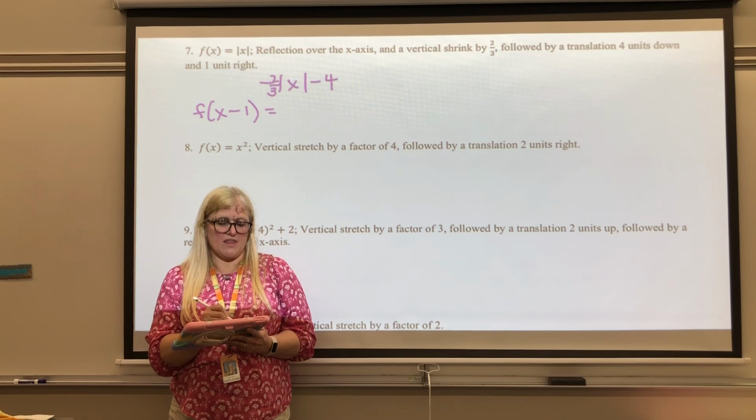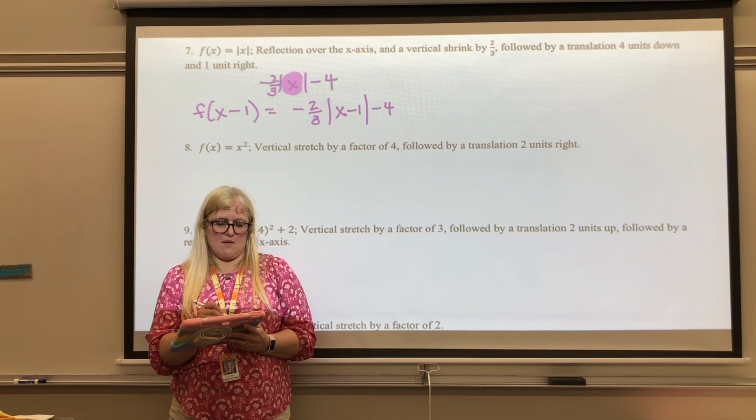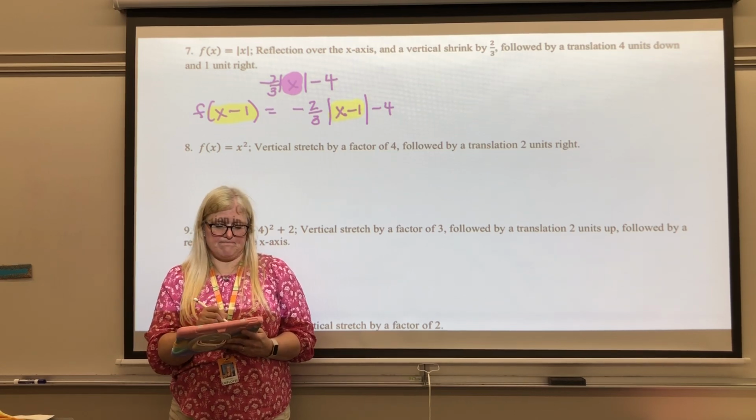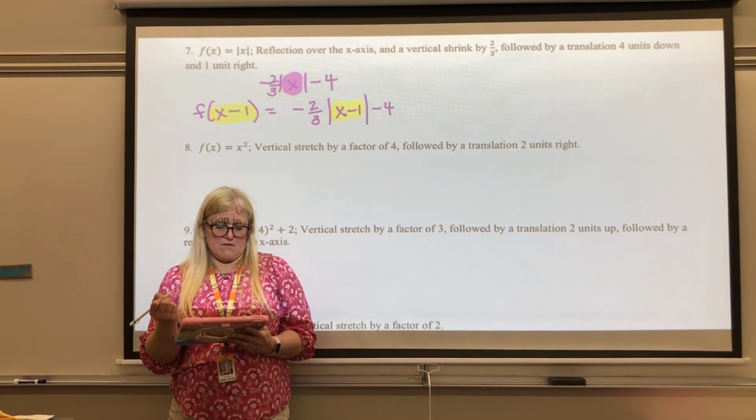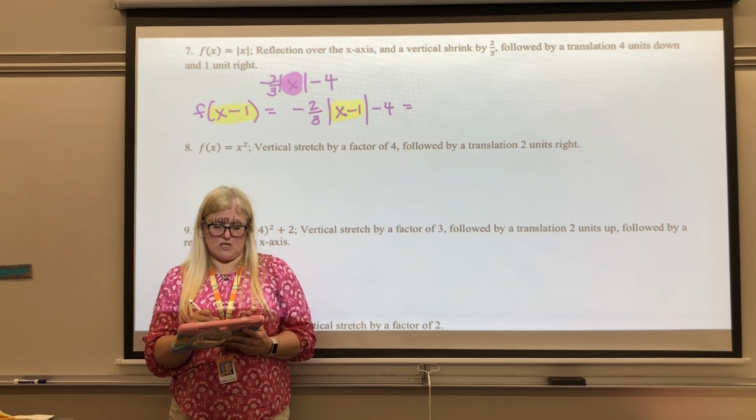And when we plug that in, we get negative 2/3 times the absolute value of x minus 1, minus 4. Because I'm taking what is in the x and I am plugging it in to here. Okay? Yeah, and then we call that g of x.